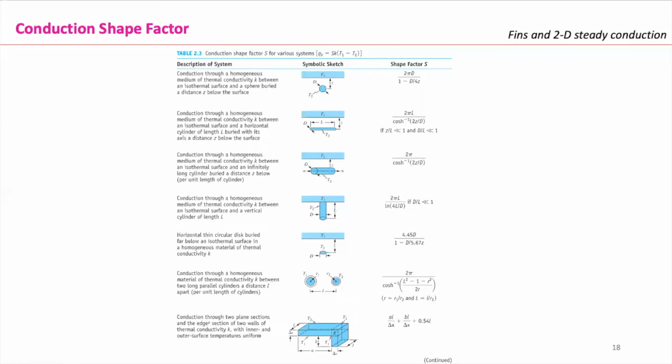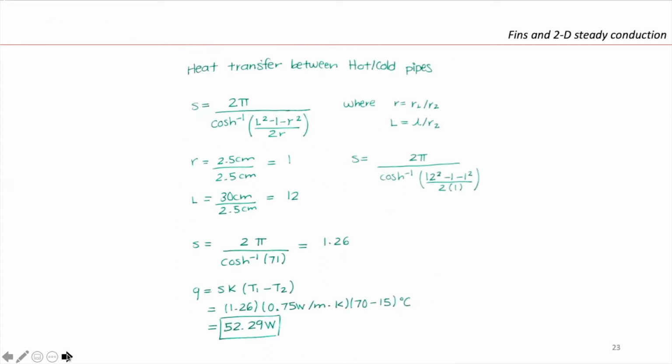So in this case, the shape factor is going to be 2 pi over cosine hyperbolic inverse of (L squared minus R1 squared minus R2 squared) divided by 2 R1 R2, where R is radius 1 divided by radius 2, and the big L is the distance that separates center from center of the two pipes. So I got 52.2 watts.